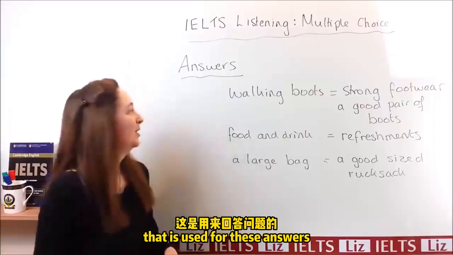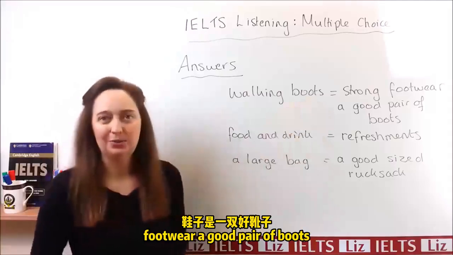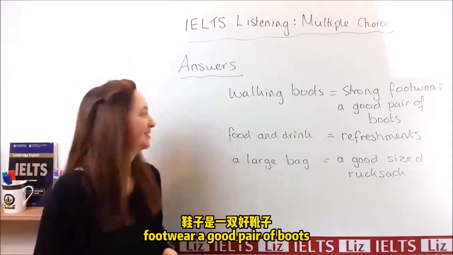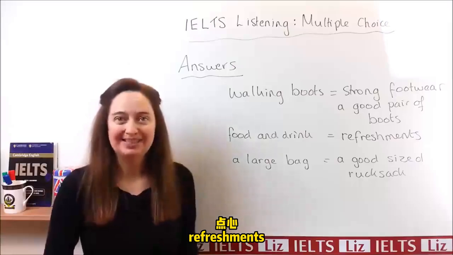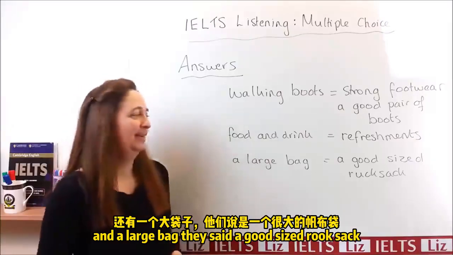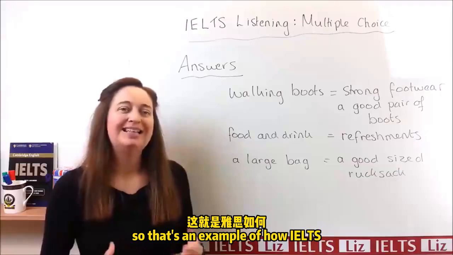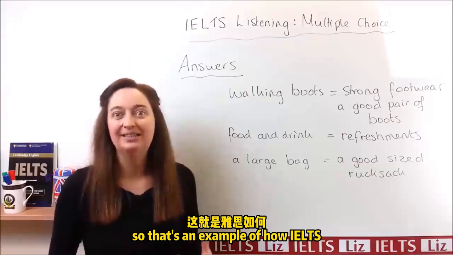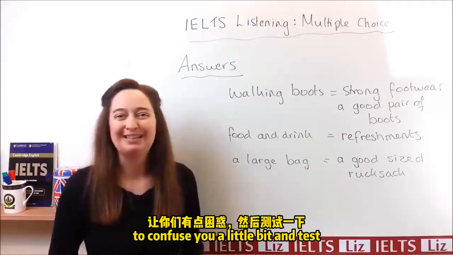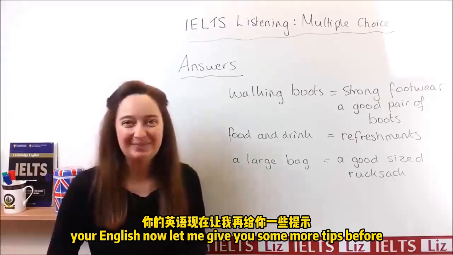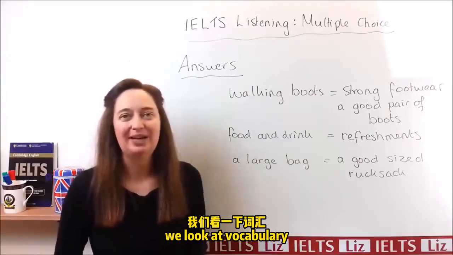So here are the answers, and you can see the paraphrasing, the synonyms that are used for these answers. The first one, walking boots, they said strong footwear, a good pair of boots. The next one, food and drink, they said refreshments. And a large bag, they said a good-sized rucksack. So that's an example of how IELTS will use paraphrasing and different vocabulary to confuse you a little bit and test your English. Now let me give you some more tips before we look at vocabulary.